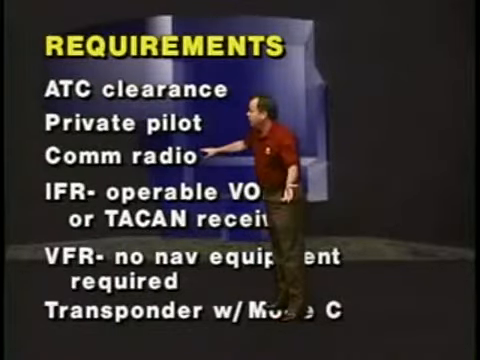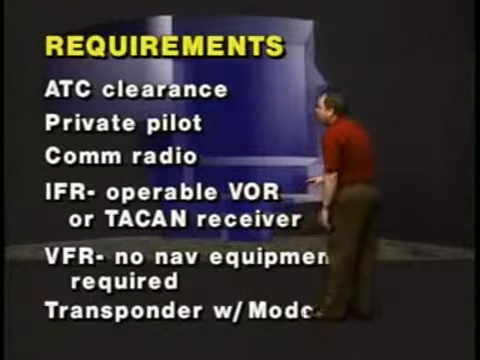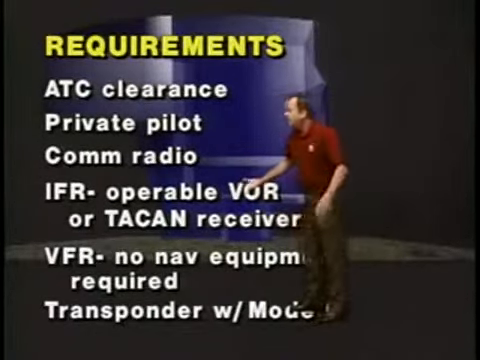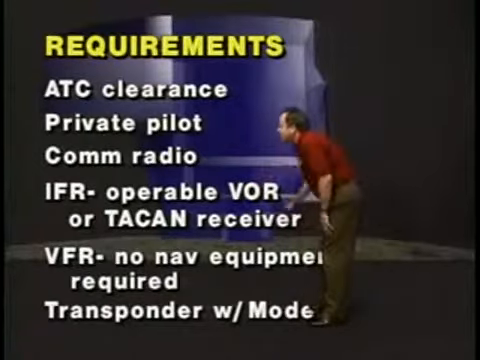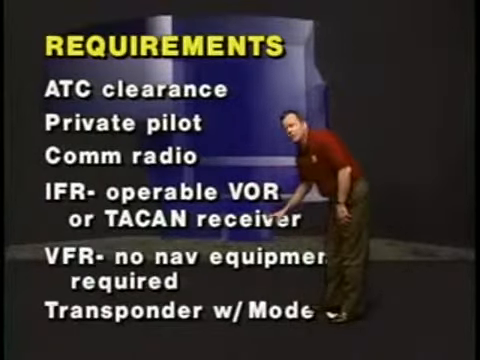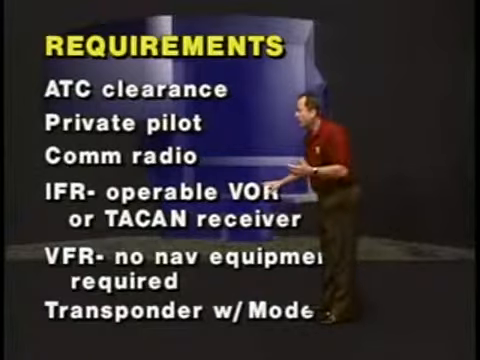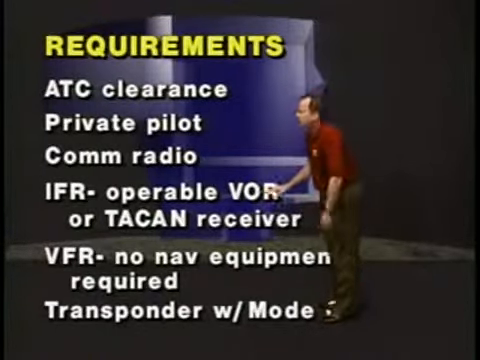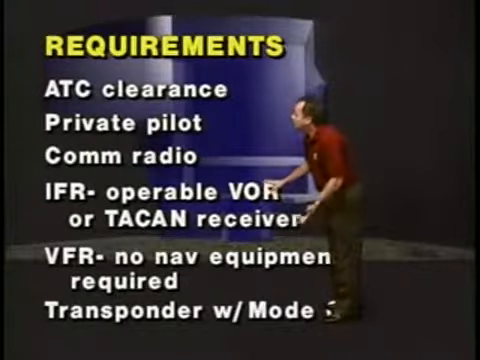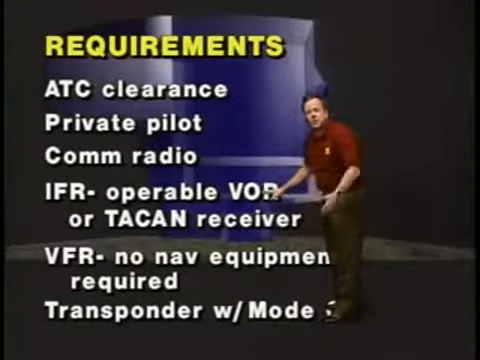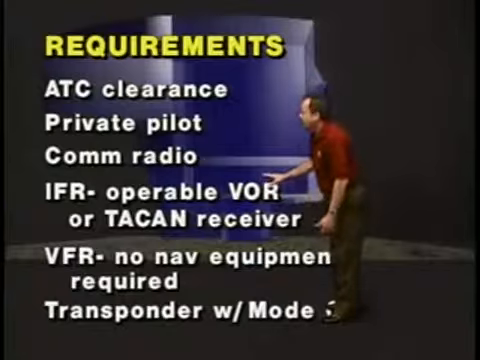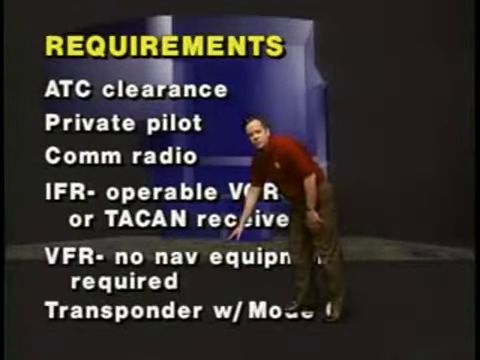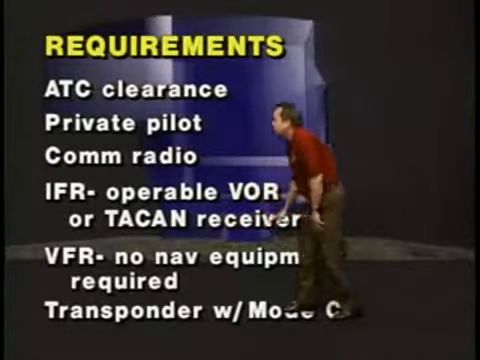You must also have communications radio. You've got to be able to talk with them. And if you're IFR, you have to have an operable VOR or TACAN receiver. But if you're VFR, you do not have to have any specific navigation equipment. You, of course, do have to be able to follow a clearance, but you don't have to have VOR or TACAN. It could be GPS or LORAN, or you might be able to navigate by looking outside the window reliably, but you have to be able to navigate some way. And in Class B airspace, you must have a transponder with Mode C.